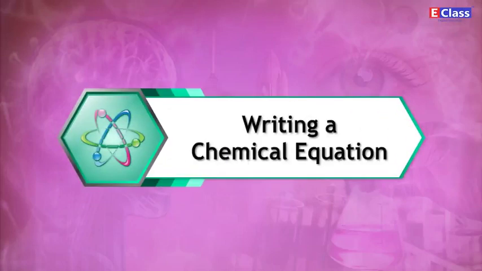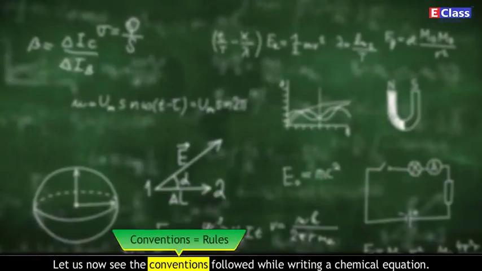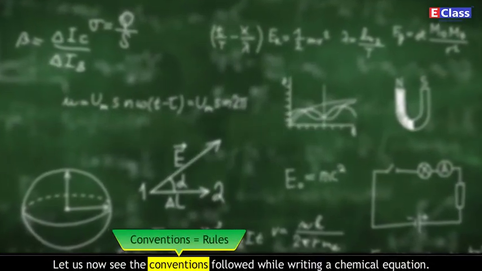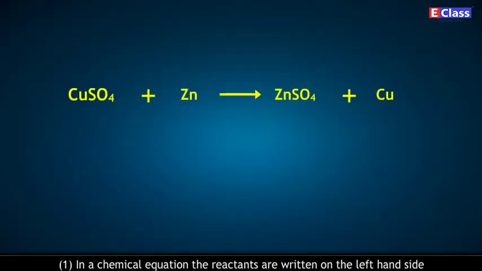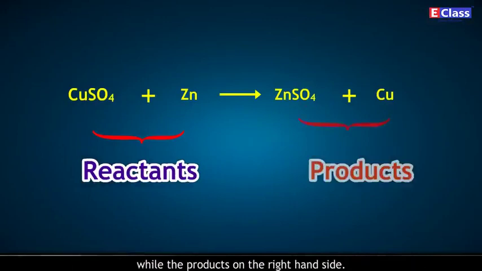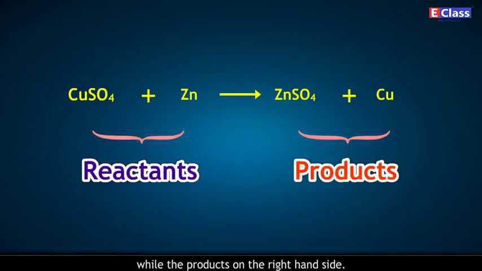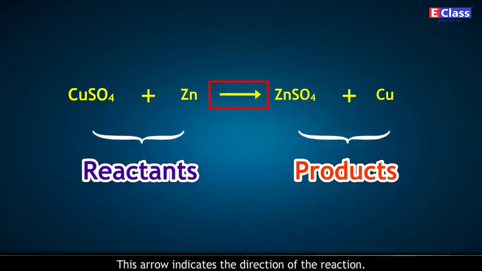Writing a chemical equation. Let us now see the conventions followed while writing a chemical equation. 1. In a chemical equation, the reactants are written on the left-hand side while the products on the right-hand side. An arrow heading towards the products is drawn in between them. This arrow indicates the direction of the reaction.